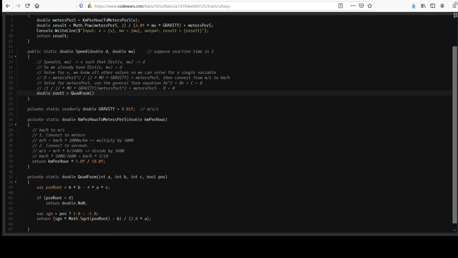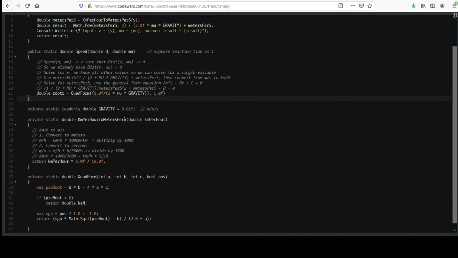For the first argument, we said it was 1.0 divided by the quantity 2 times mu times gravity, right? That was our coefficient right here. And I think I got my parentheses lined up. That was our first coefficient. The second coefficient was 1.0.